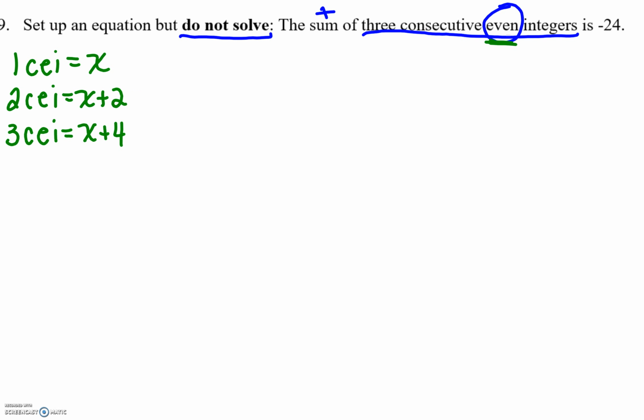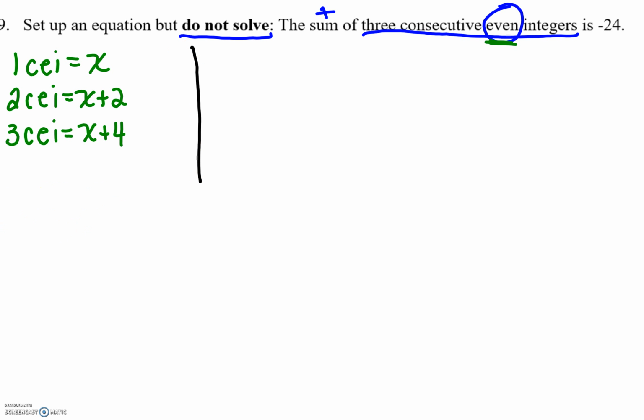Remember in class, I told you guys to pick 3 random even integers just to check. So 2, 4, 6. Again, we don't know if our first one is 2, so I'm going to call it x. How do I go from 2 to 4? I had to add 2 to the x. How do I go from 2 to 6? I had to add 4 to x. So this rule right here works for both even and odd integers.